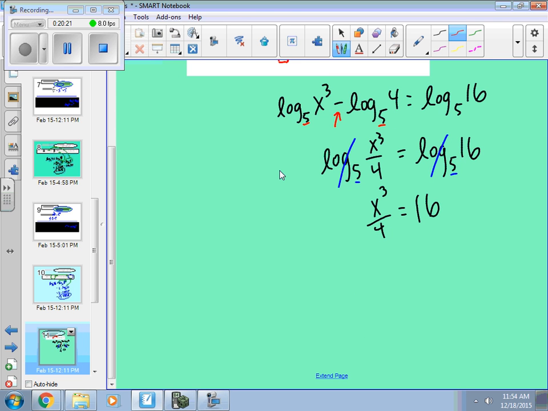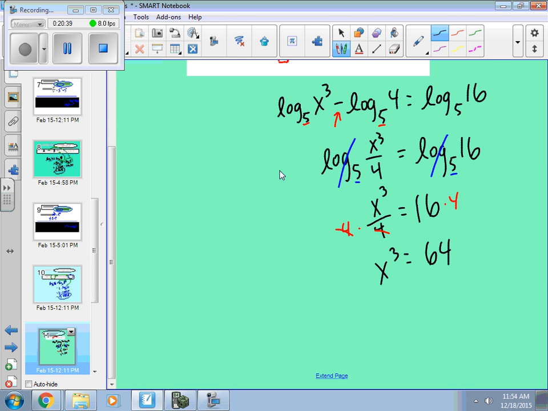Well, division, we got divided by 4 here. Let's do the opposite of division, times both sides by 4. Those then should cancel out. We got x cubed equals 16 times 4 is 64. Now we got to undo the power of 3.